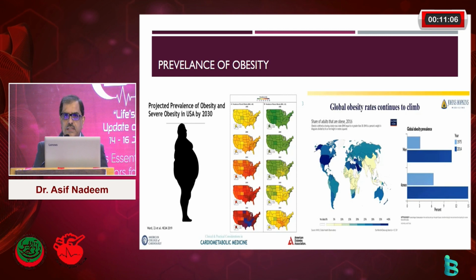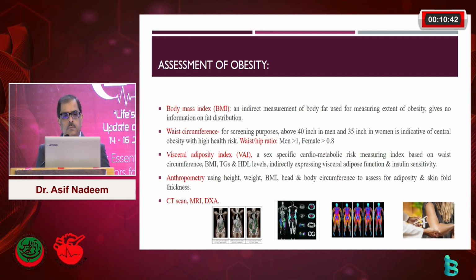So the prevalence of obesity is increasing, as we can see in these slides, that in America in 2030 it is almost going to double. Similarly, if we see on the right side of the slide, the obesity in 1975 was far less, but now it has increased far more. And as you can see, it is more common in females.